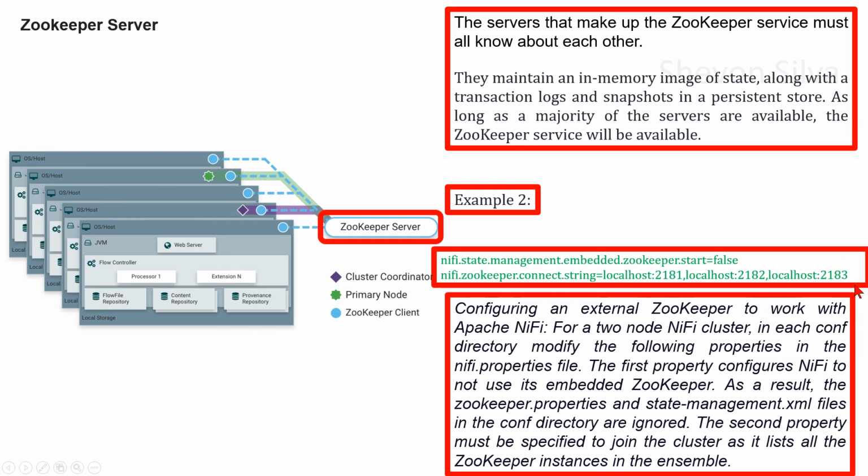Here, for a 2-node NiFi cluster, in each conf directory, modify the following properties in the nifi.properties file. The first property configures NiFi to not use its embedded Zookeeper. As a result, the zookeeper.properties and state-management XML files in the conf directory are ignored. The second property must be specified to join the cluster, as it lists all the Zookeeper instances in the ensemble.